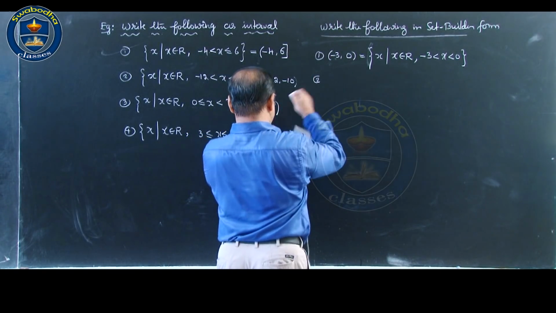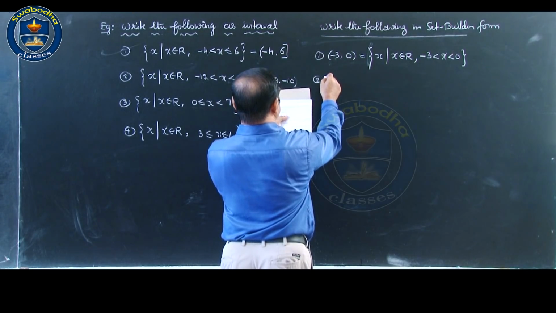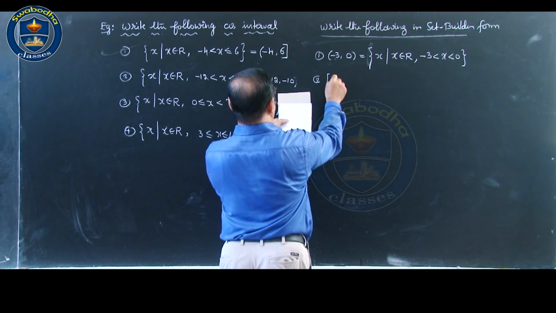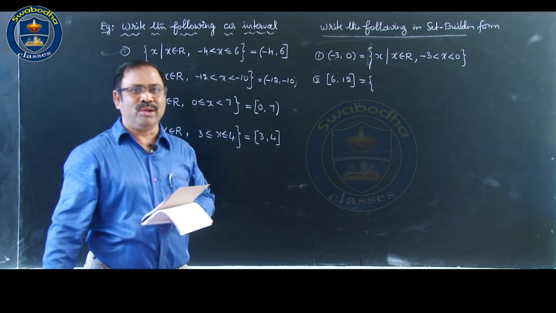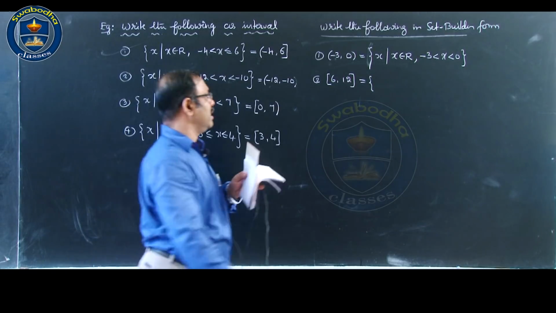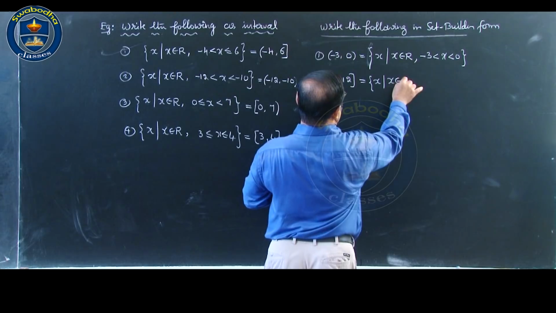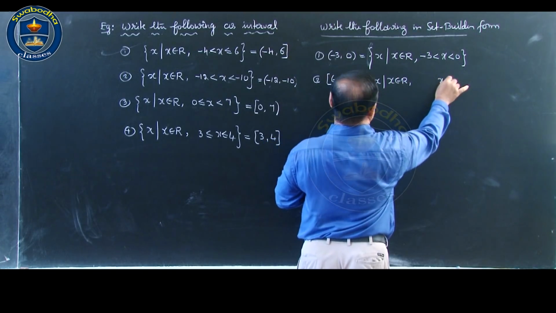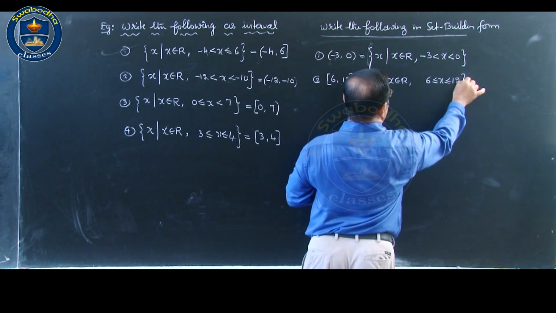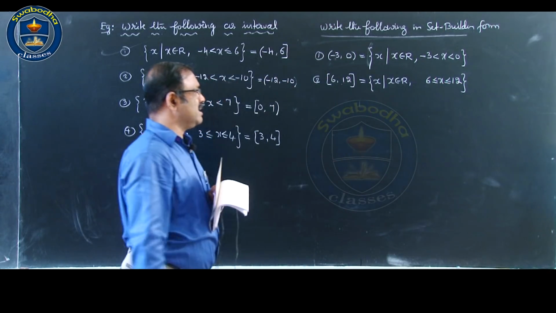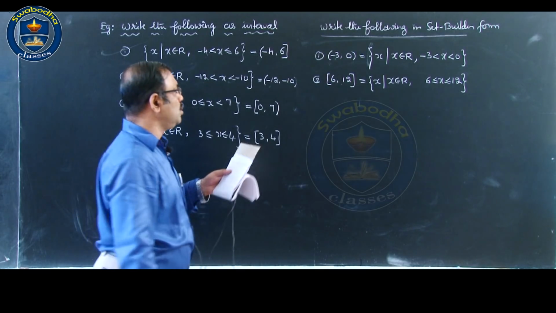Now similarly we can write, see, that is [6, 12]. What is this? How do you express it in the set builder form? It is the set of all x such that x belongs to R, x is less than or equal to 12, greater than or equal to 6.